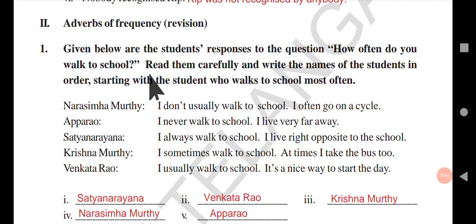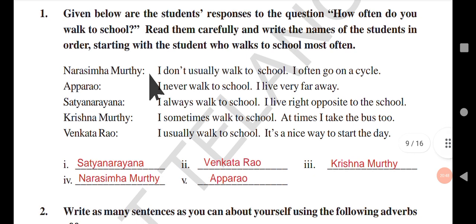So these are the answers. In these answers, we have to arrange the names of the students in an order of who walks to school the most. That means who always walks to school. So in an order, we have to arrange it. Look at this. I don't usually walk. Don't usually walk in the sense almost like never. Look at the next one. I never walk to school. Never in the sense I don't walk at all. I always come by car. I live very far. So this is obviously the last sentence. This can be the last one because he never walks.